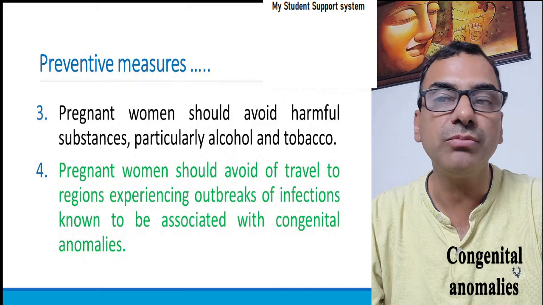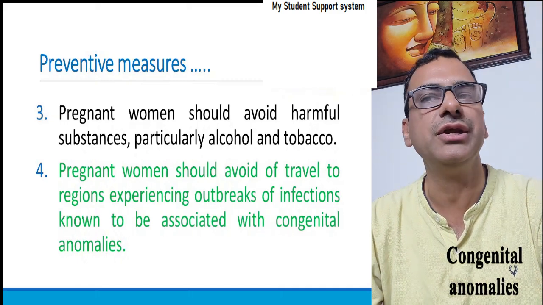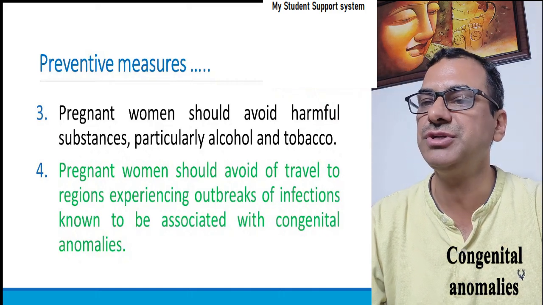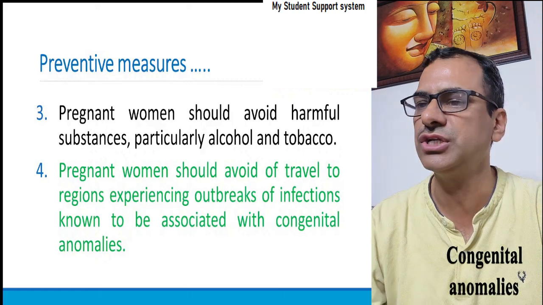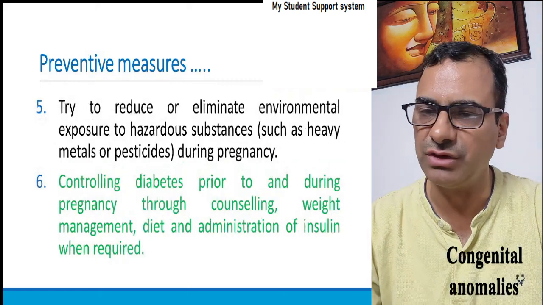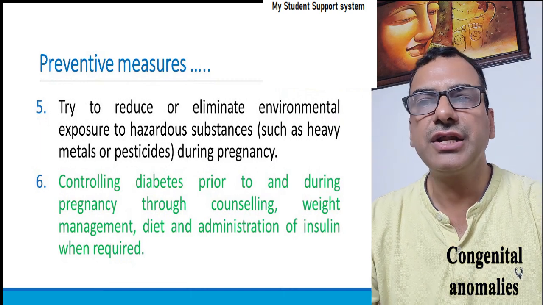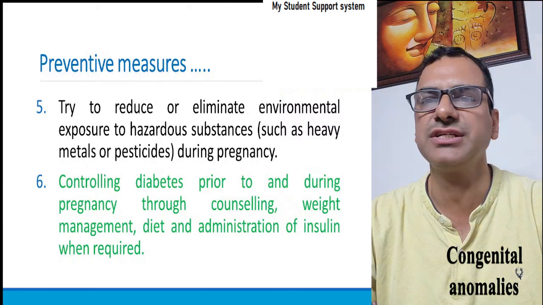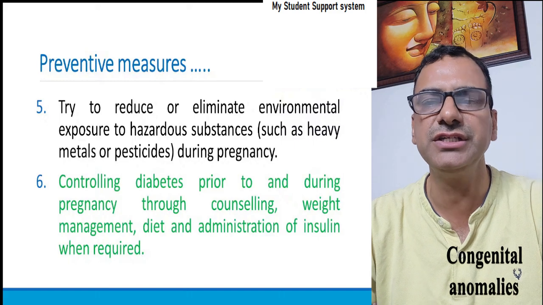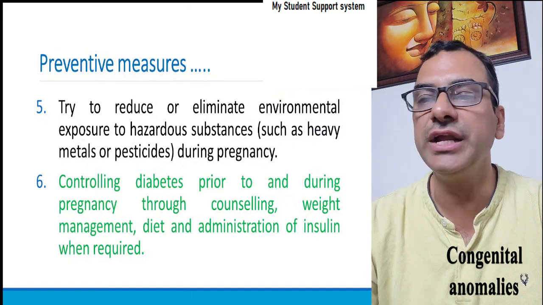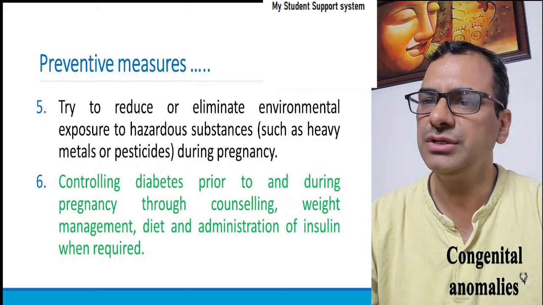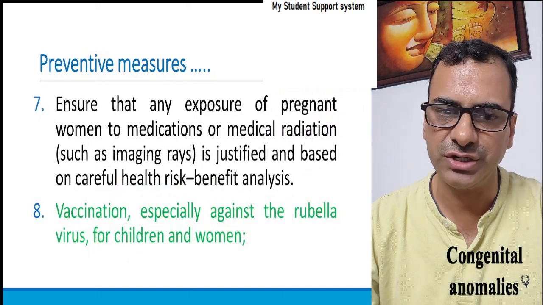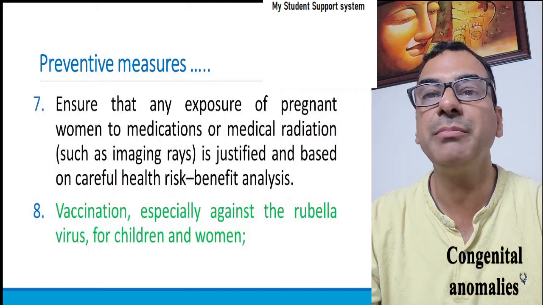Pregnant women should avoid harmful substances, particularly alcohol and tobacco. Pregnant women should avoid travelling to regions experiencing outbreaks of infections known to be associated with congenital anomalies, and that we have already discussed. Try to reduce or eliminate environmental exposure to hazardous substances such as heavy metals, pesticides, etc. during pregnancy. Controlling diabetes prior to and during pregnancy through counseling, weight management, diet, and administration of insulin when required. So this is also a preventive measure.